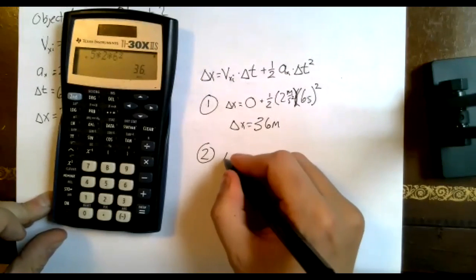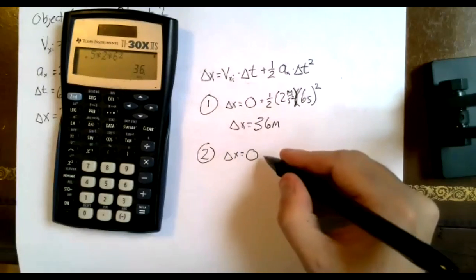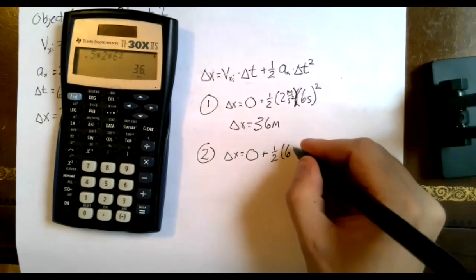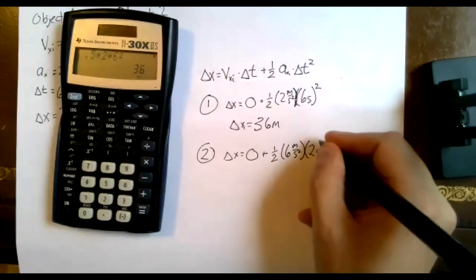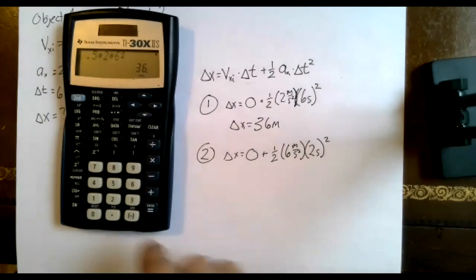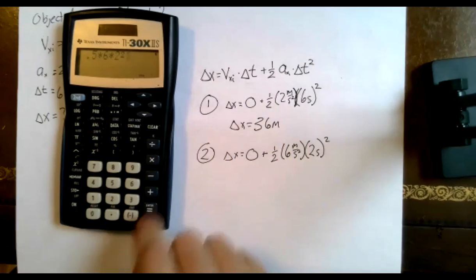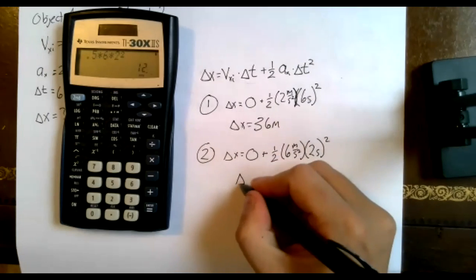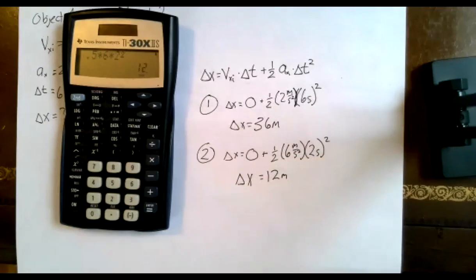For object 2, right, my Vxi is still 0, and I get 1/2 times 6 meters per second squared times 2 seconds squared. And so that's a little bit different. This time I square the 2 instead of the 6, so I get 0.5 times 6 times 2 squared equals just 12. So for object 2, I get 12 meters.